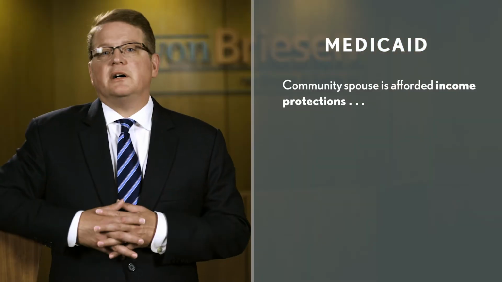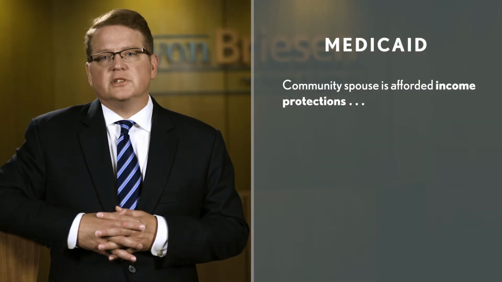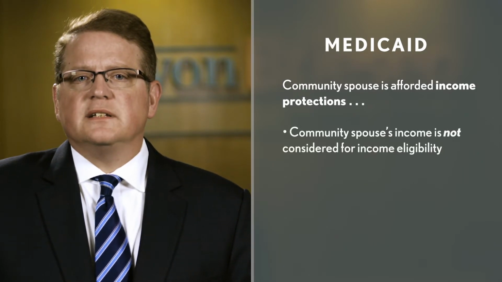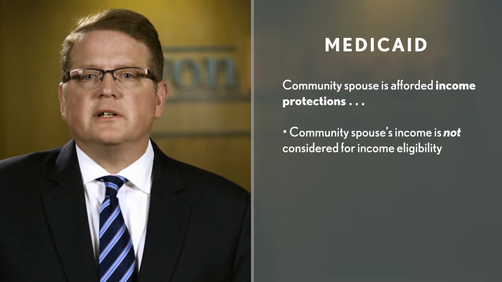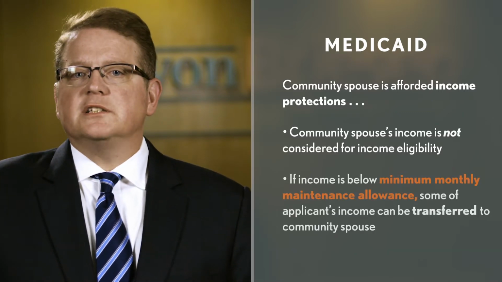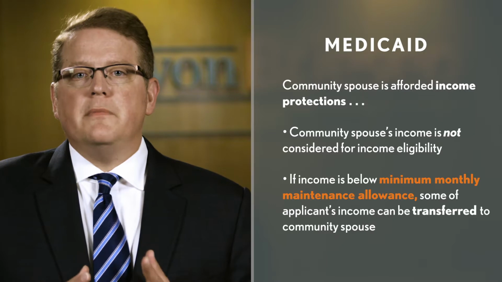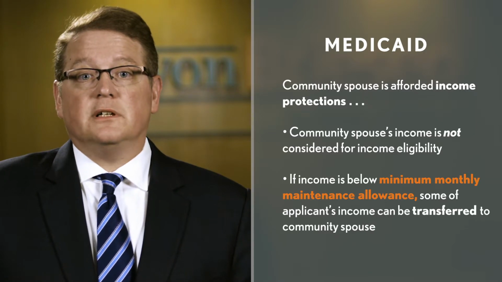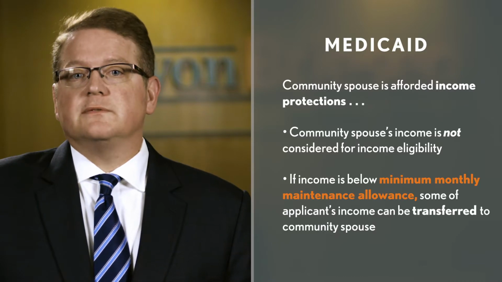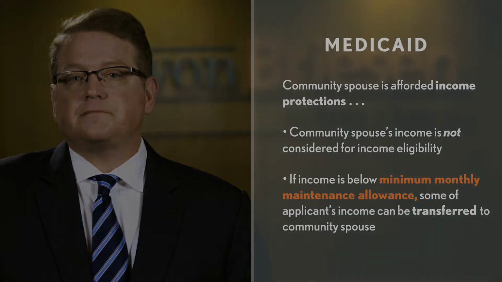The community spouse is further afforded certain income protections. First, the community spouse's income is not considered in determining whether the applicant's spouse is income eligible. Second, if the community spouse's income is below the minimum monthly maintenance allowance of about $3,000, some of the applicant's income can be transferred to the community spouse.